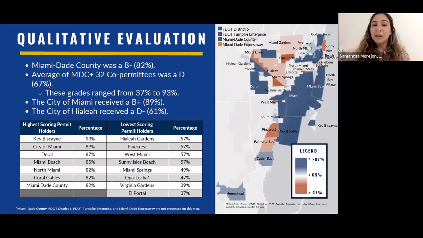Miami-Dade County received a B minus again, but when graded with its co-permittees, this grade drops to a D. The city of Miami received a grade of B plus, and the city of Hialeah received a grade of a D minus. There's a broad range of compliance again, with this rubric grading from 37% to 93%.